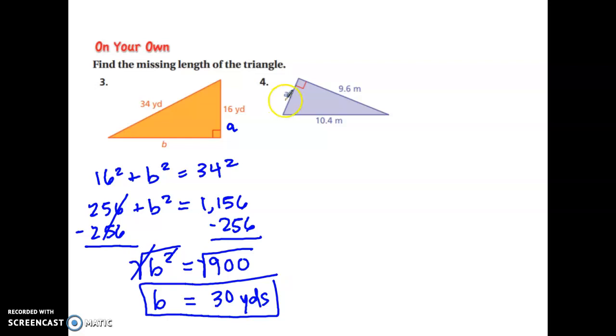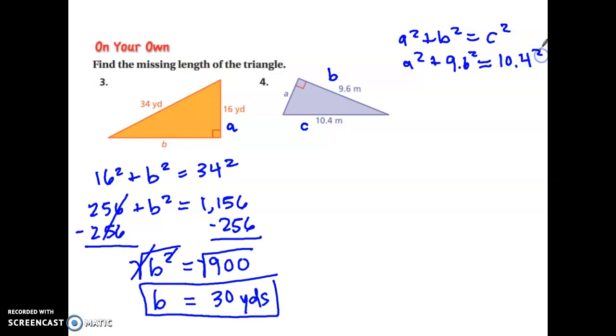Finally, number 4, you're looking for A. So again, we start with A squared plus B squared equals C squared. So that's A squared plus, this has to be my B and this has to be my C because we know C is our hypotenuse. 9.6 squared equals 10.4 squared. So go ahead and simplify your numbers. We get 92.16. So A squared, plus 92.16 equals, and then 10.4 squared is going to give you 108.16.